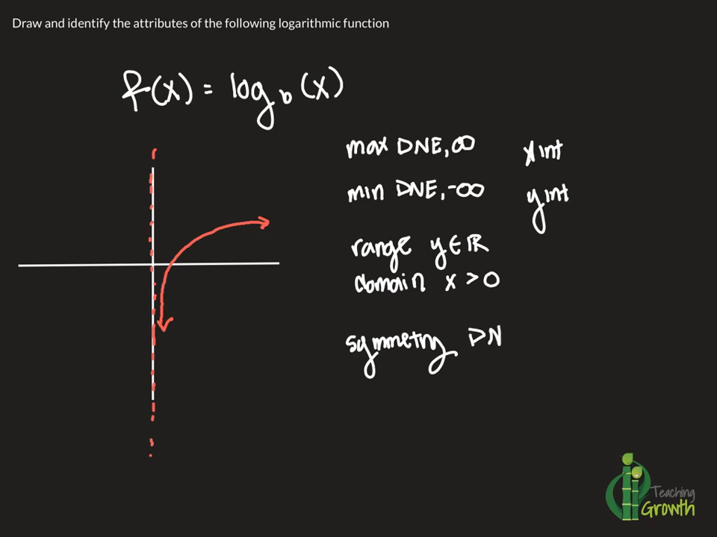Now, symmetry-wise, the logarithmic function is not symmetrical about the x-axis, y-axis, or about the origin, so we can write it doesn't exist for this. And for the x-intercept, it is at 1. It is always going to be at 1, or more specifically, x equals 1, y equals 0. It'll always be here unless there's a shift in the function, which we'll talk about in later lessons. And the y-intercept doesn't exist, as the function never crosses the y-axis.